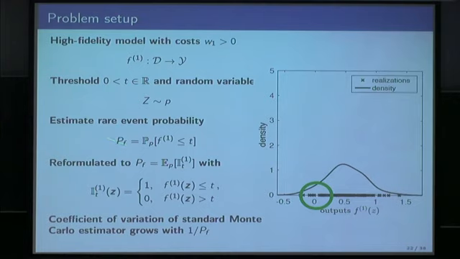We can also pose this as an estimation problem of an expected value when we define an indicator function that depends on this threshold t. It gives 1 if this condition is satisfied, meaning the high fidelity model output is less than t, and it gives 0 otherwise.